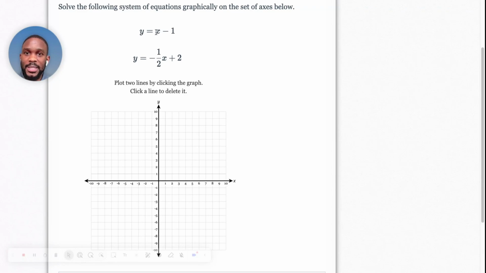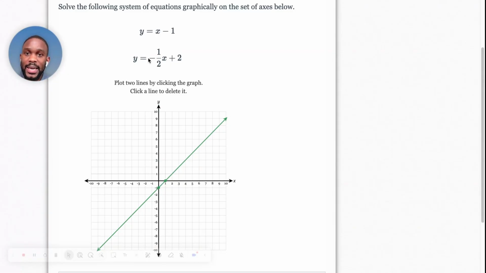I'll ask myself, what happens if x is 0? If x is 0, y will be negative 1. So that's my first point, 0, negative 1. I plotted 0, negative 1. There you go. What about if y is equal to 0? If y is equal to 0, x is 1. So 1, 0. There you go. So that's my first line.